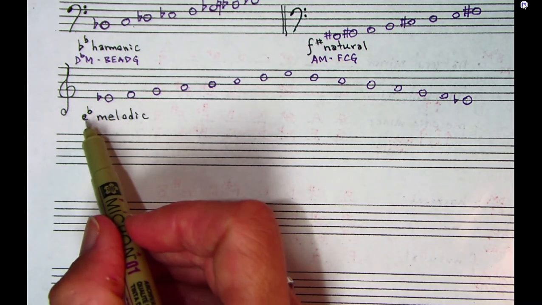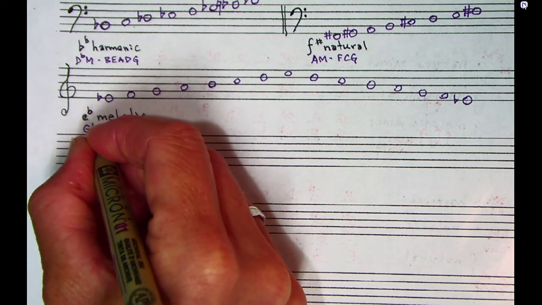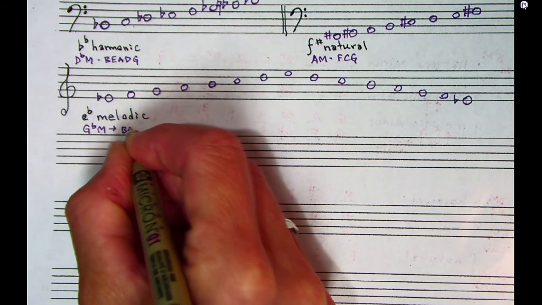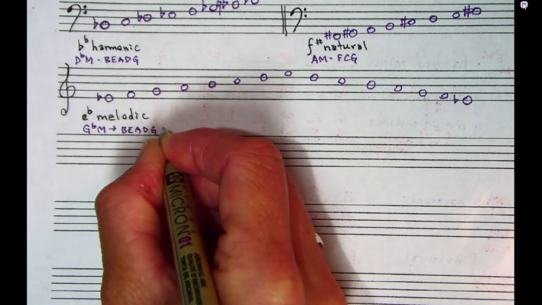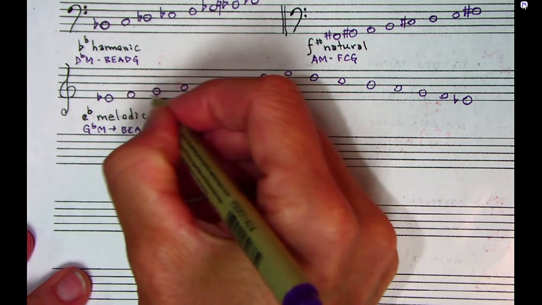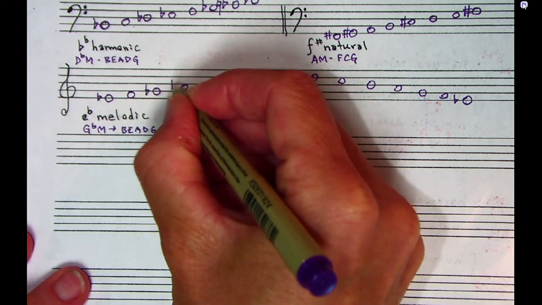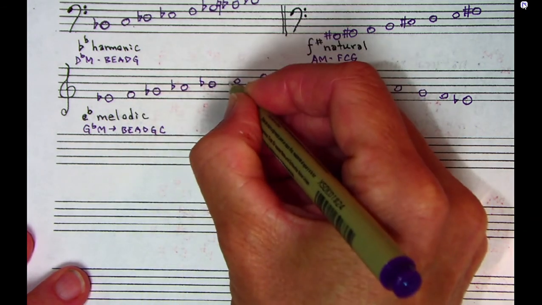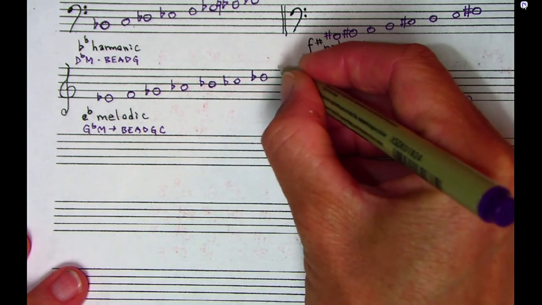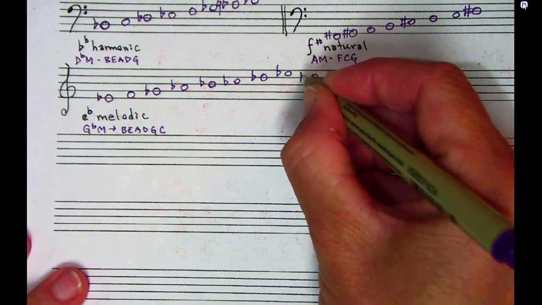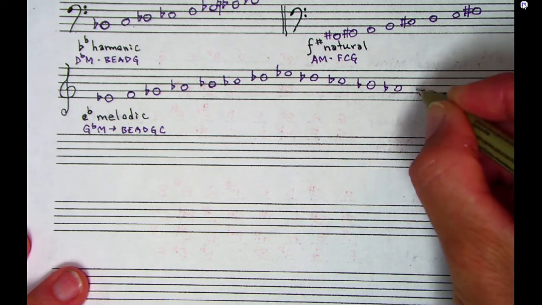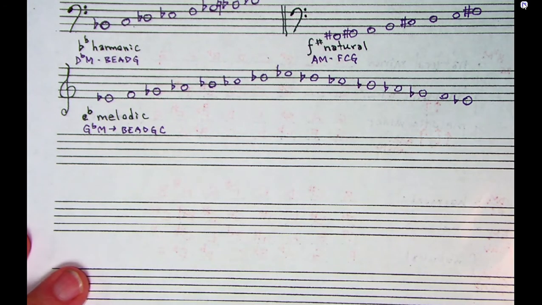Relative major of E flat minor is G flat major. So these have lots of flats, B, E, A, D, G, C. So I'm going to put those in both ascending and descending. E flat, F, G flat, A flat, B flat, C flat, D flat, and high E flat, coming back down, same thing. Put those flats in there. The only one that didn't get a flat is F.